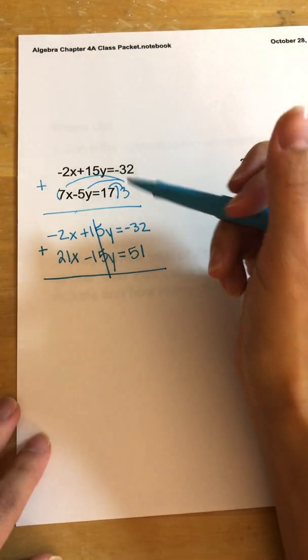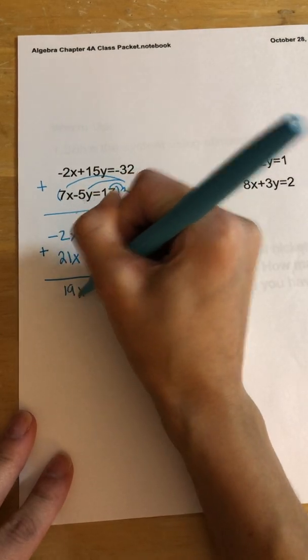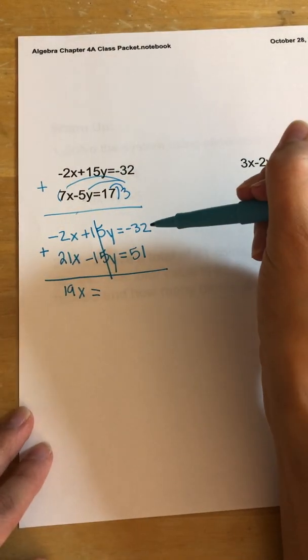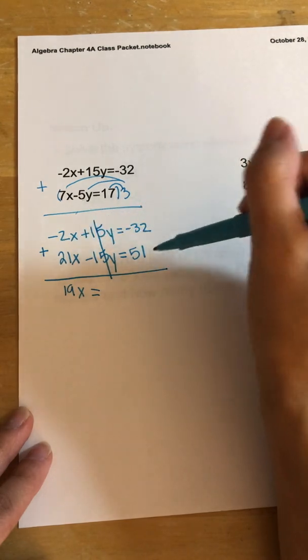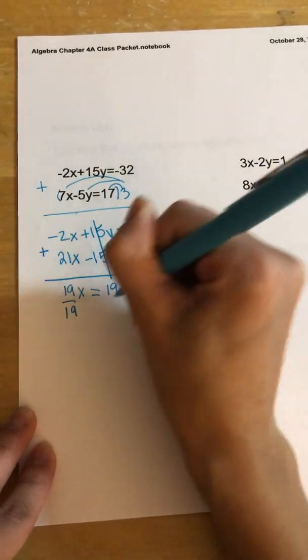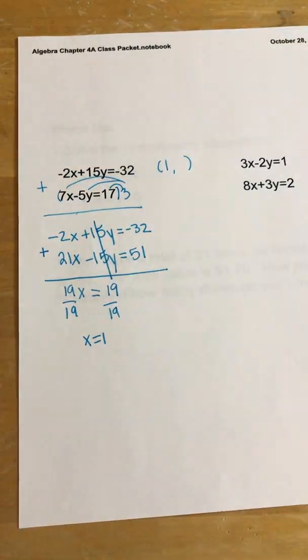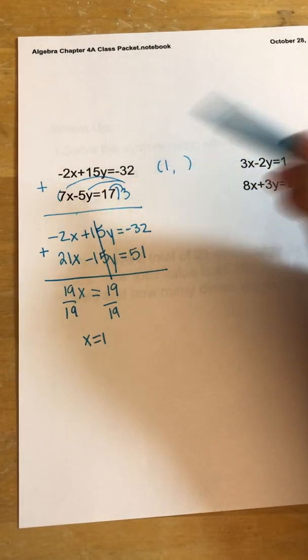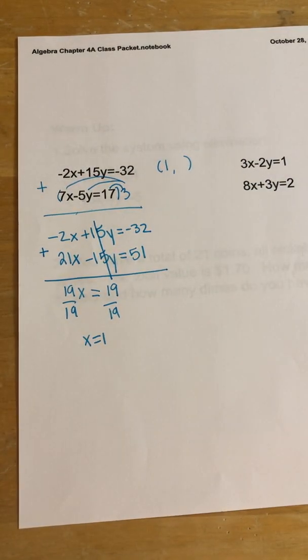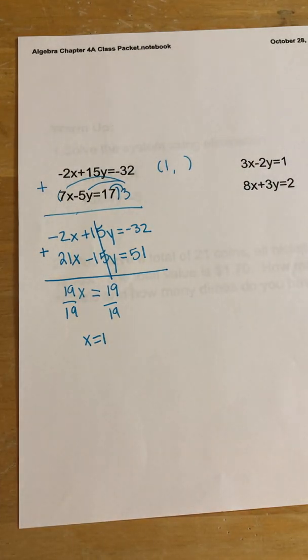Okay, so you should have got -2 plus 21, which is 19x, equals -32 plus 51 gives you 19. Divide both sides by 19, and you should have got x equals 1. So hopefully you got that. So you have half your answer. So they intersect at a point, and I know my x value in that point is +1. So now you're going to go back and plug 1 in for x to solve for y.